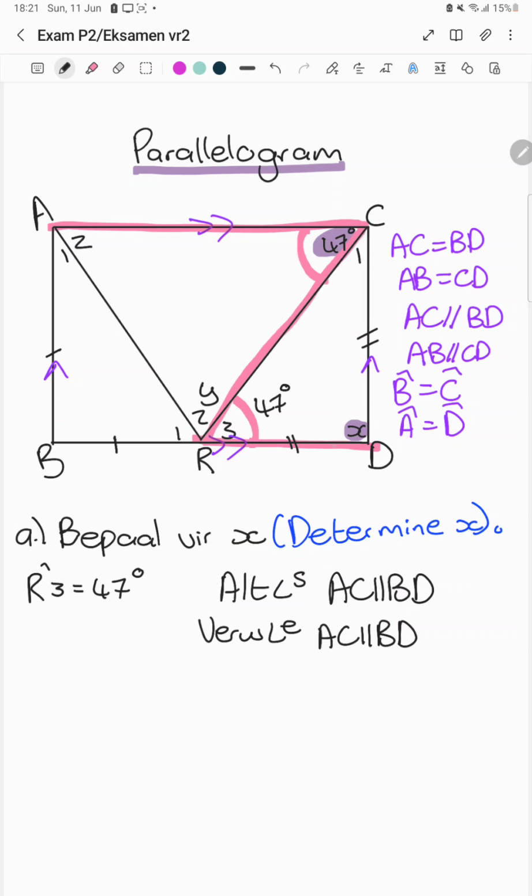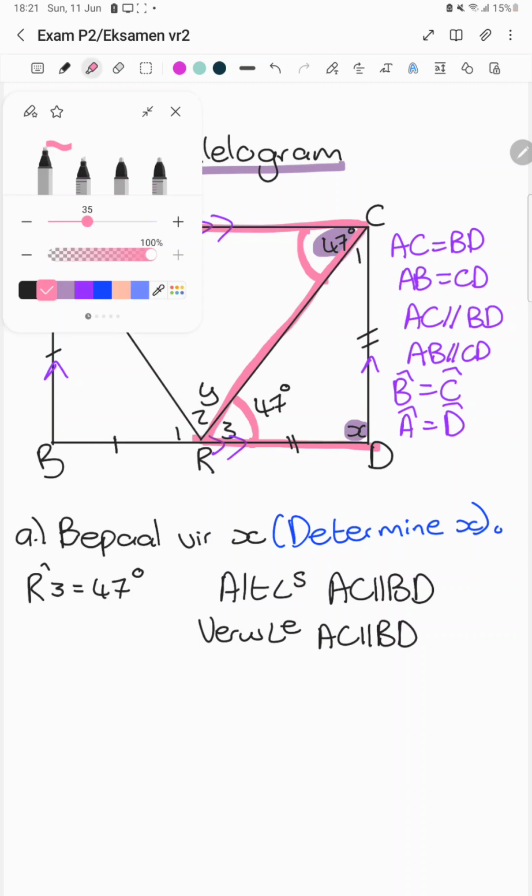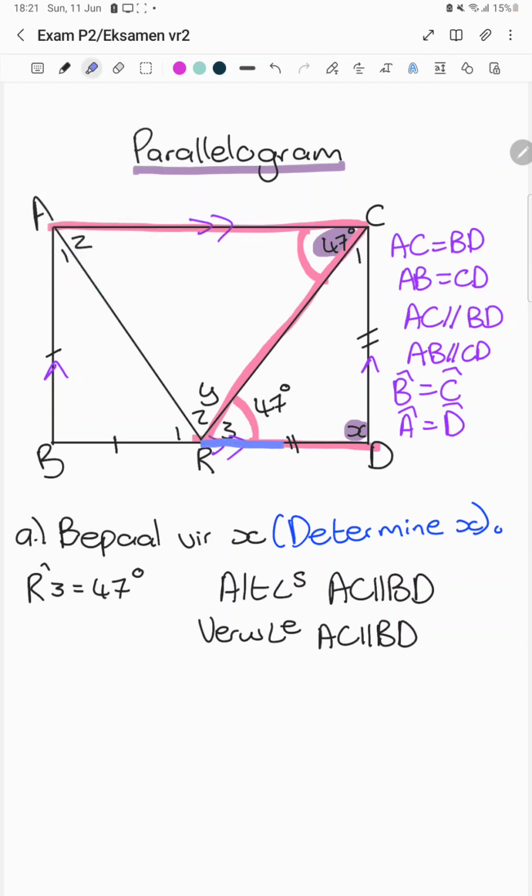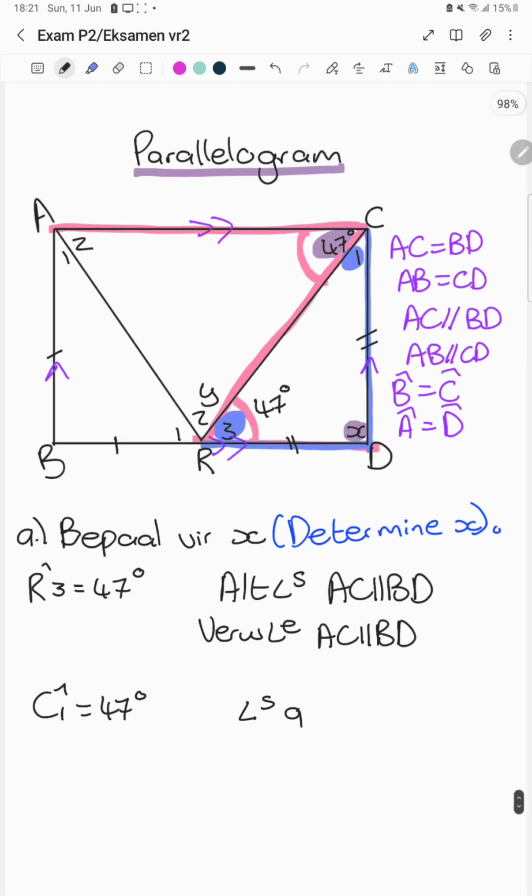How are we going to get to X? Alright, so I just want to remove the color. I don't think it was possible. Okay, anyway, do you see now that this line here, RD, is equal to CD? They gave it to us, which means that this angle here and this angle here has to be equal. Alright, so what we can say now is we know that C1 will also be equal to 47 degrees. My reasons, angles opposite equal sides.